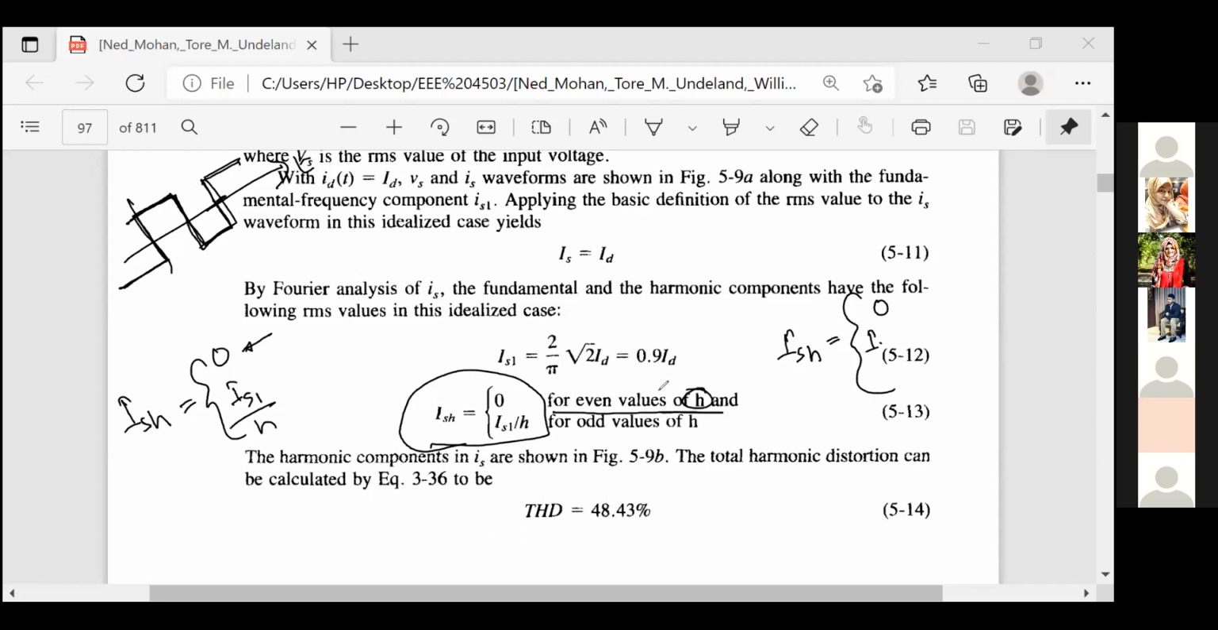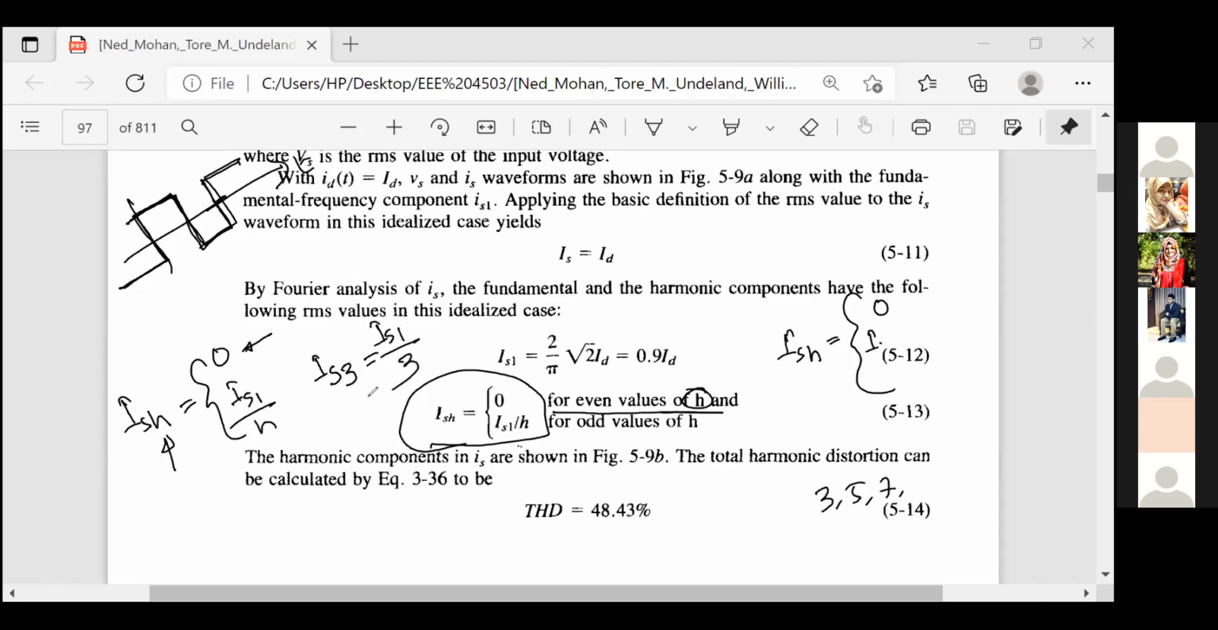H is the number of harmonics. And the third harmonic, fifth harmonic, seventh harmonic, those values will be there. How can we find out? Suppose we want to find out for H equal to 3. The RMS value of the third harmonic component will be your IS1 with H as 3.